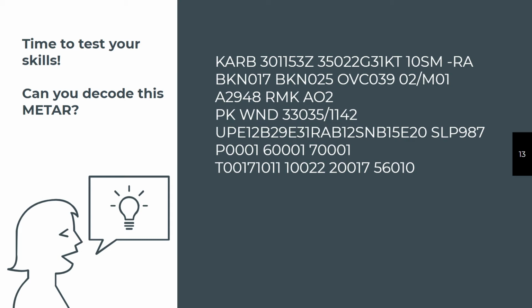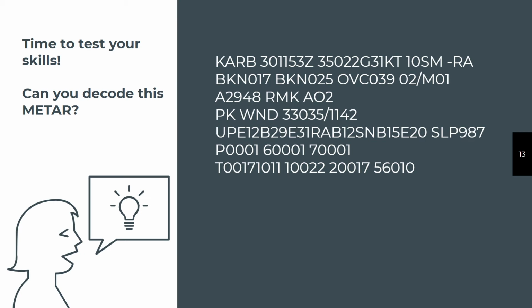The temperature is 2 centigrade. The M indicates it's minus, so the dew point is minus 0.1. So it's a chilly day, about 30, 31 degrees Fahrenheit. The altimeter is 29.48. And then remarks is a separator for whatever comes afterwards. In this case, it's telling you there's an automated observation system, type 2, which is the most common type.